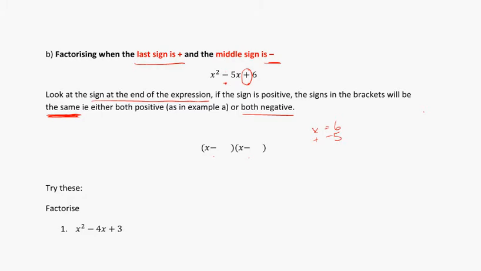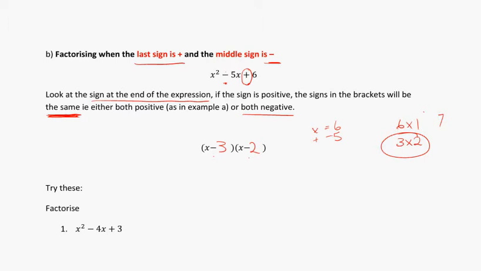So what choices do we have? We have 6 and 1, and once again we have 3 and 2. Now if we add 6 and 1 together, you get 7, so we can't use that. 3 and 2 is 5, so we're going to use our 3 and 2 again. It doesn't matter which order we put them in, because the signs are the same.